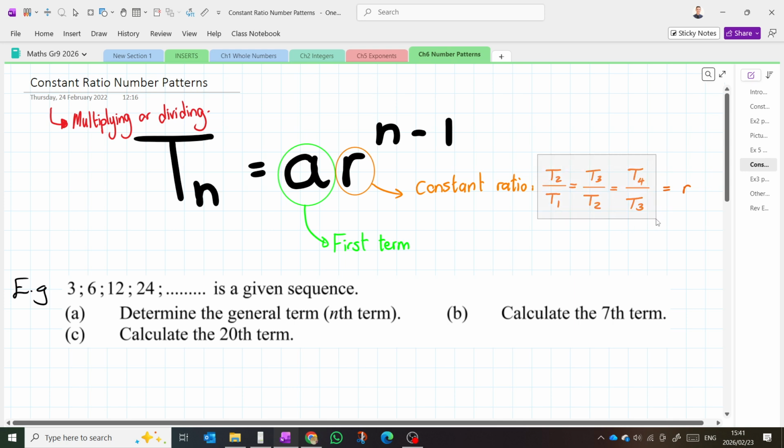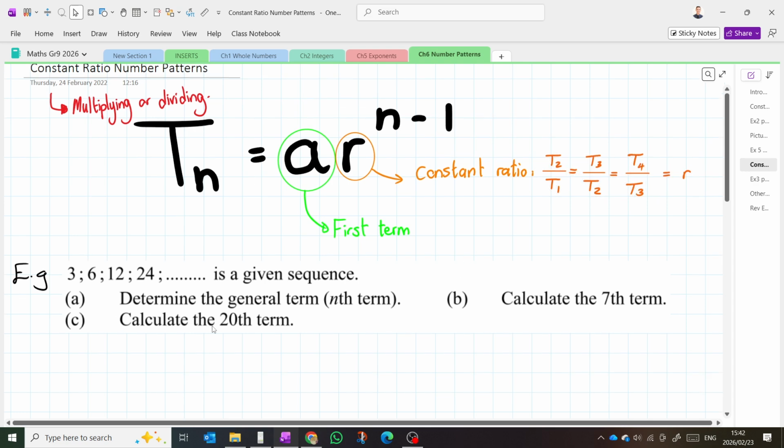And I've even told you how to find it. To find your constant ratio, we just divide the next term by the previous term. So the second term by the first term, or the third term by the second term, or the fourth term by the third term, and so forth. They should all give you the same answer. That is what makes it a constant ratio number pattern.